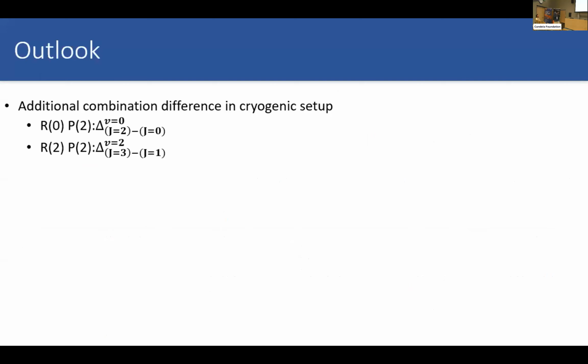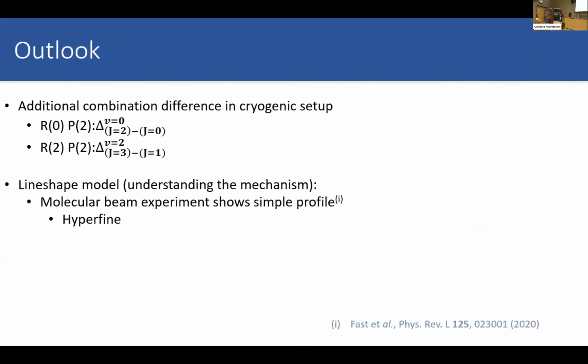And I would like to finish with the outlook right now, because we could do even more additional combination if you go to the cryogenic setup with R0, P2, R2, and P2. And if you have then high accuracy, we could be able to do more tests on QED and so on. And we expect to have high accuracy because we have narrow line width there. Okay, line shape model is still an issue even for the rotational interval extrapolation.